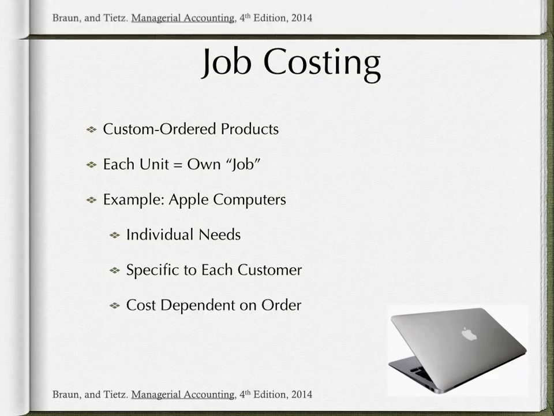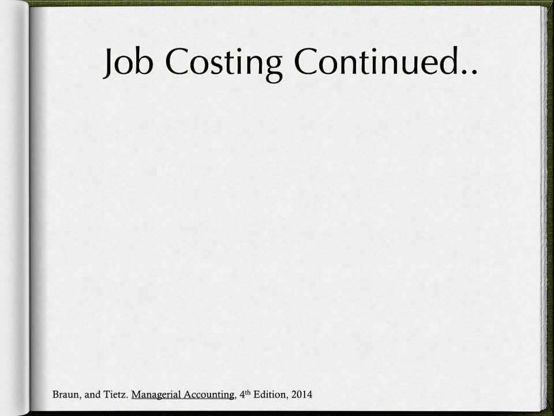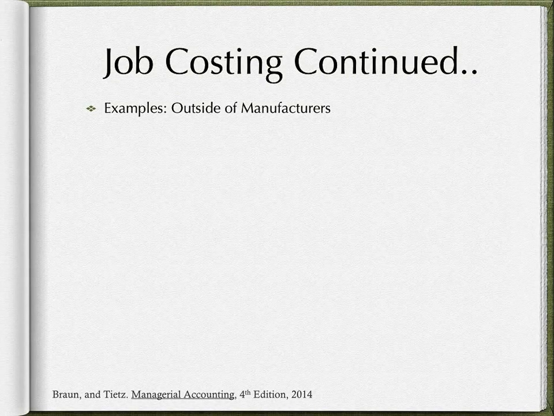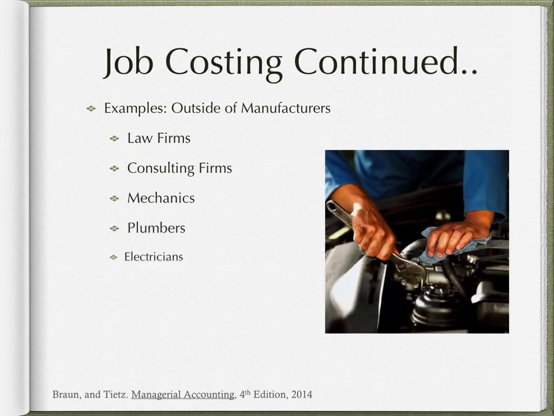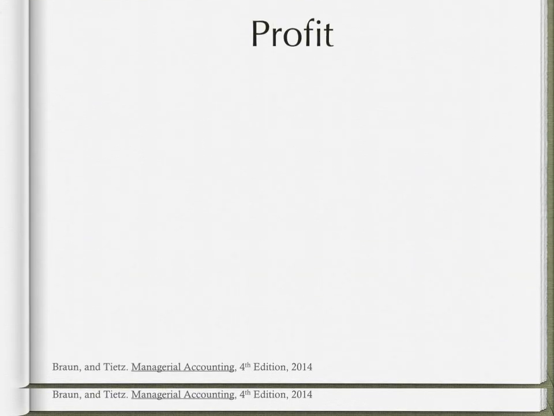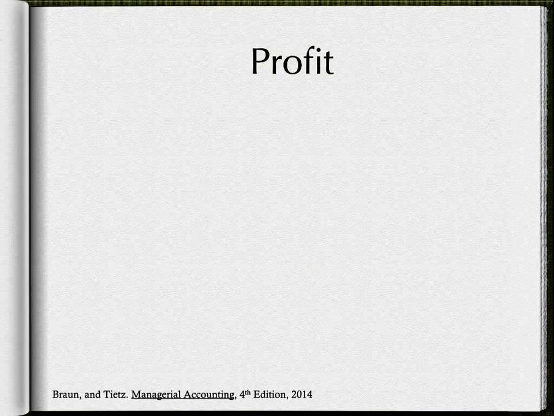Other examples of job costing outside of manufacturers include law firms, consulting firms, mechanics, plumbers, and electricians. These businesses base their prices and billing on each individual client. The difficulty, urgency, and time it takes to complete the job are all factors when determining cost. Since these things greatly vary depending on the job, it is impossible to take all the jobs together as a whole. In both cases, process costing and job costing are used to set sale prices and to bill clients.